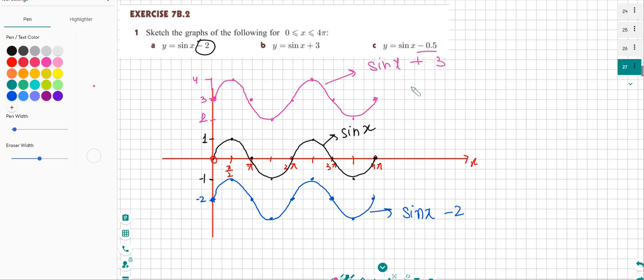And what about this? This is negative 0.5. So we are going down half a box, only the half box, right? So the graph will be this. Should choose a different color. Okay, this one. Half. Where is half? Half is one small box, right? So this green one is actually sine x minus 0.5. That's how we can do the vertical translation.